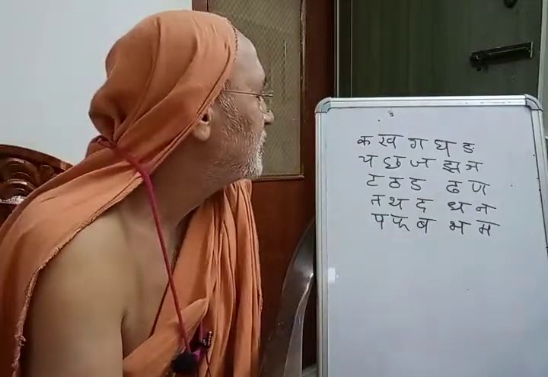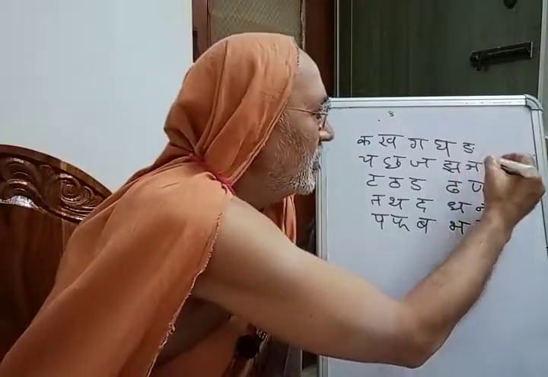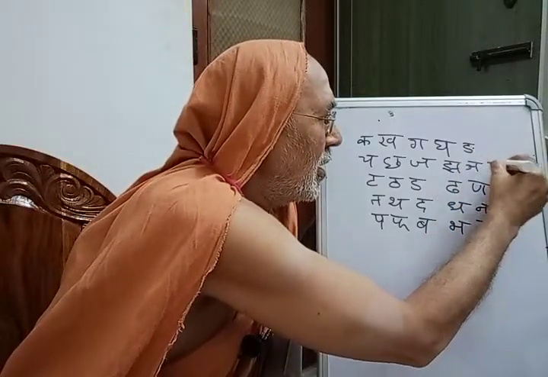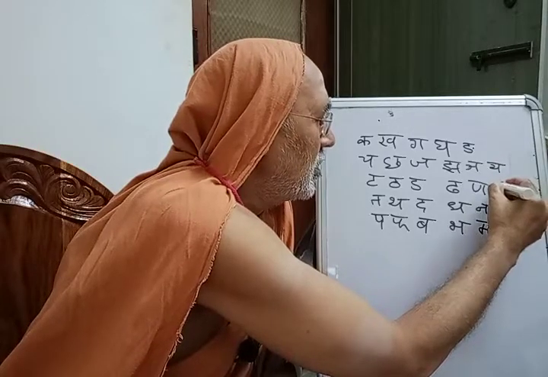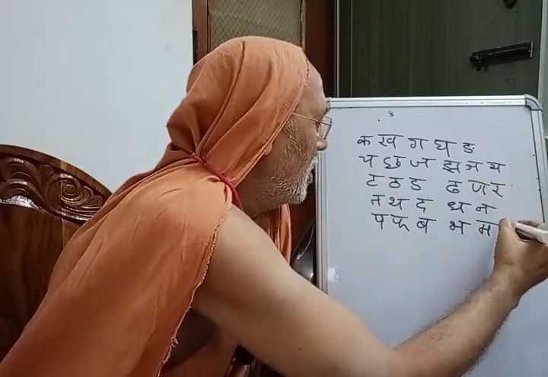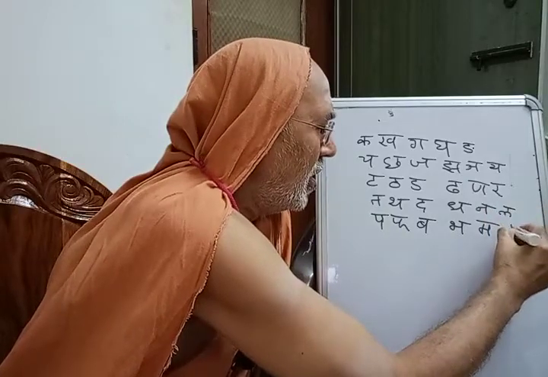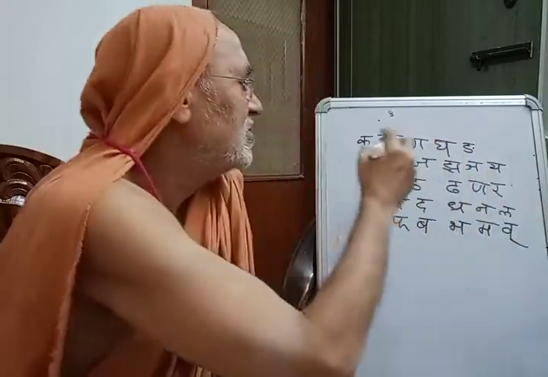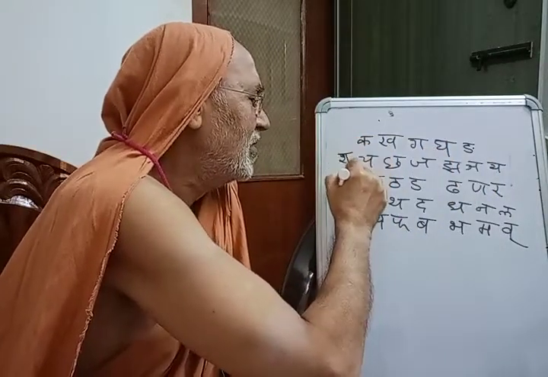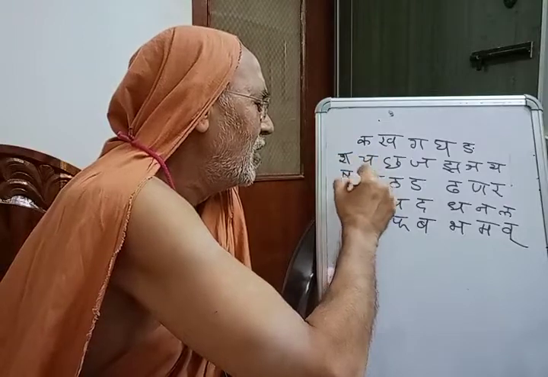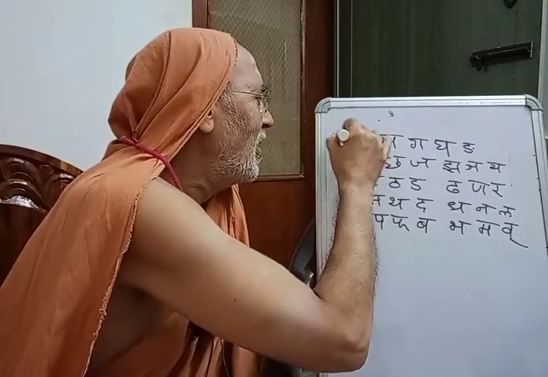Next is Ya, Ra, La, Va, Sha. I am writing here. Sha and Sa, and this is Ha.